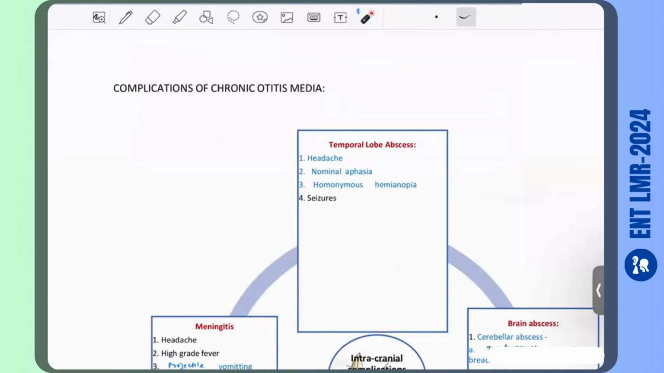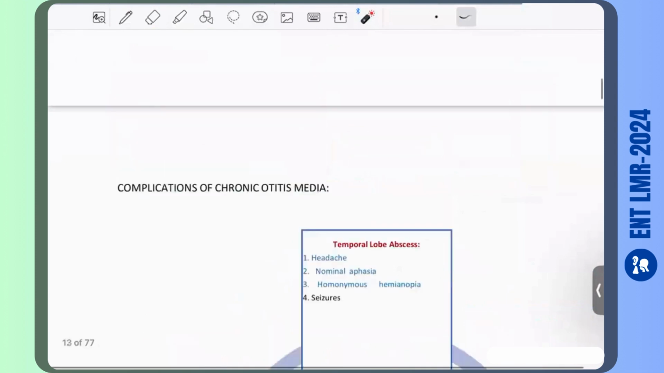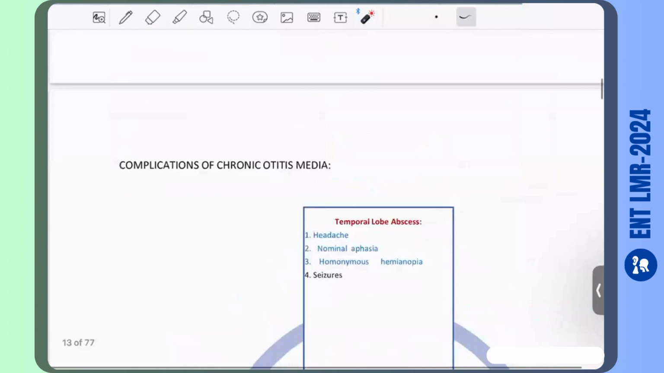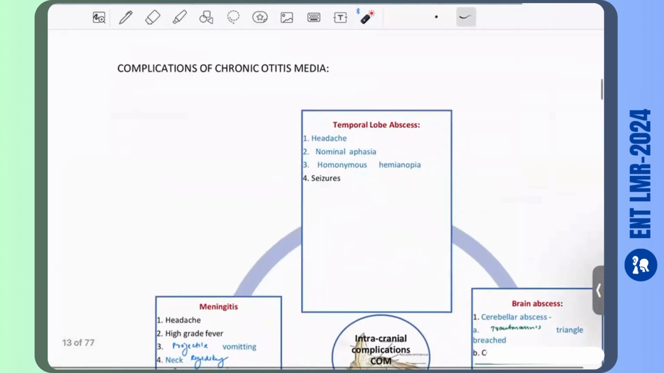We have completed till the surgeries for the CSOM. So now we'll discuss complications of otitis media. It's very important, so they may ask any of these complications as an MCQ. First we'll have intracranial complication or extracranial intratemporal complication.